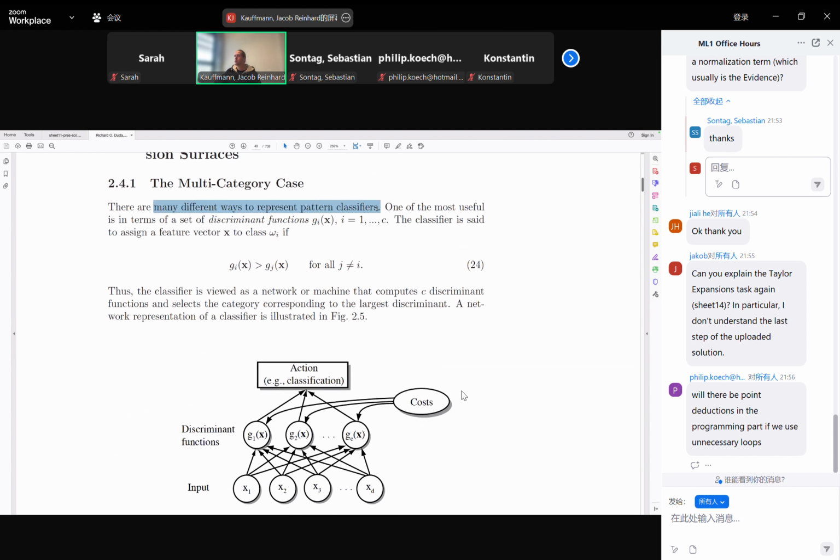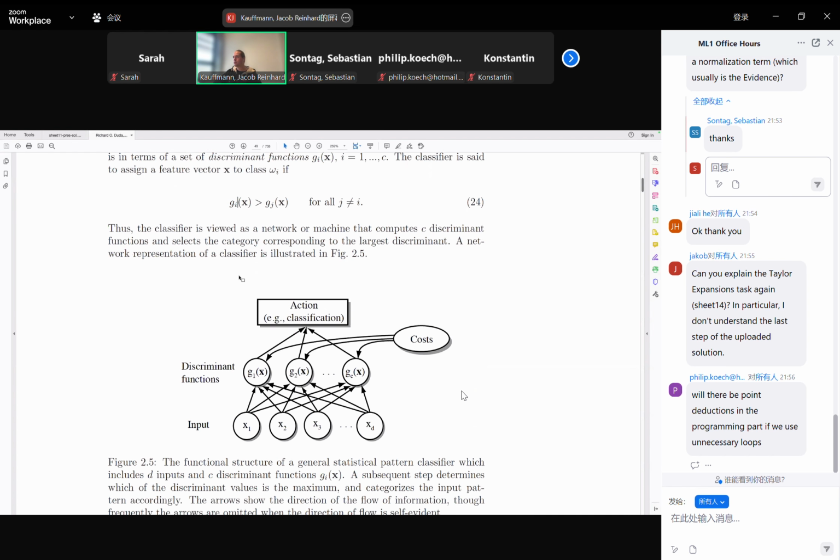there are many ways to represent classifiers. One of the most useful ones is in terms of discriminant functions, g_i of x, where i is the index of our classes. And we decide for class i if g_i of x is larger than g_j of x for every j that is not i, right? So this is this argmax argument. We use a discriminant function to make a decision based on the argmax.